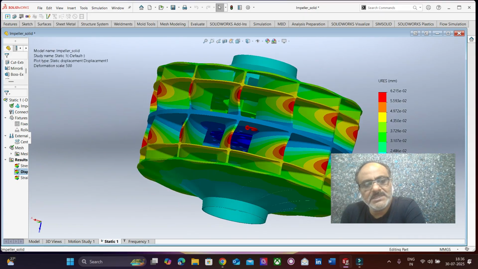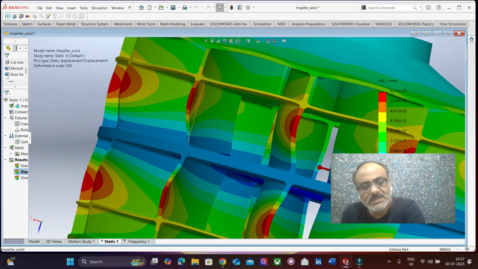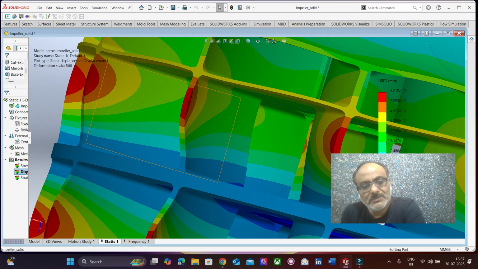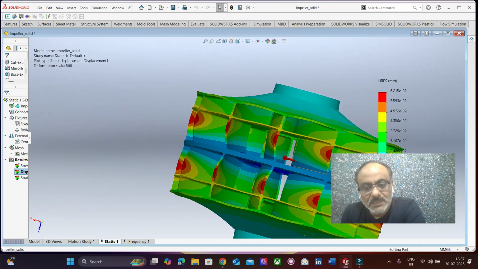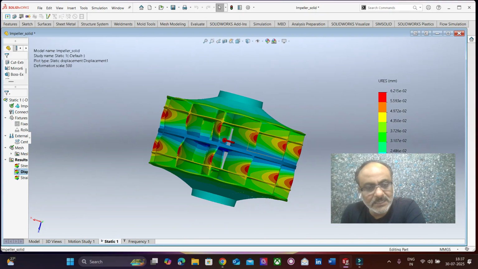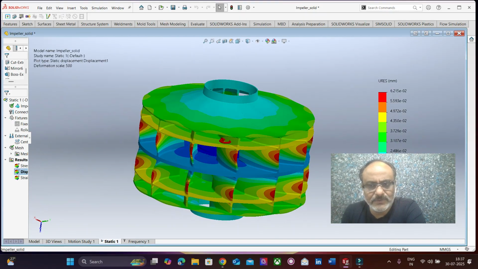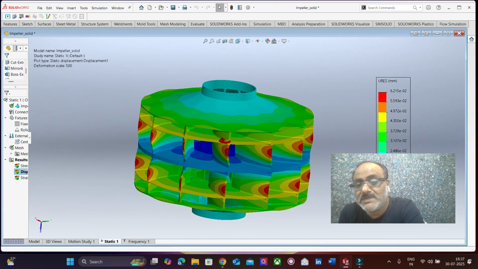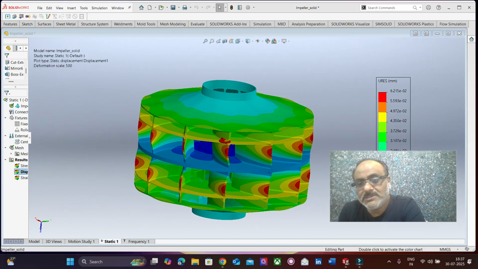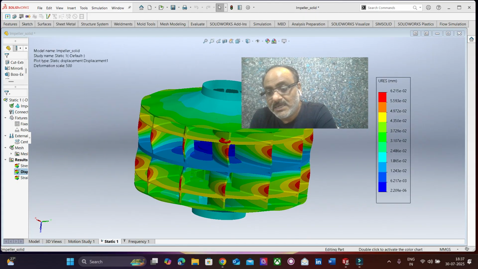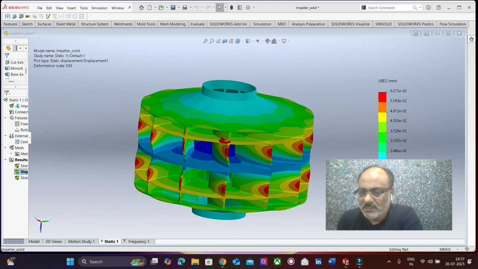So now that pressure is causing deflection at these blades. The red color zone is the region that has a higher deflection. So let's see what the displacement is here. We have 0.06 mm as the deflection, and here the blue region shows 0.006, which is 6 microns. It's very less.